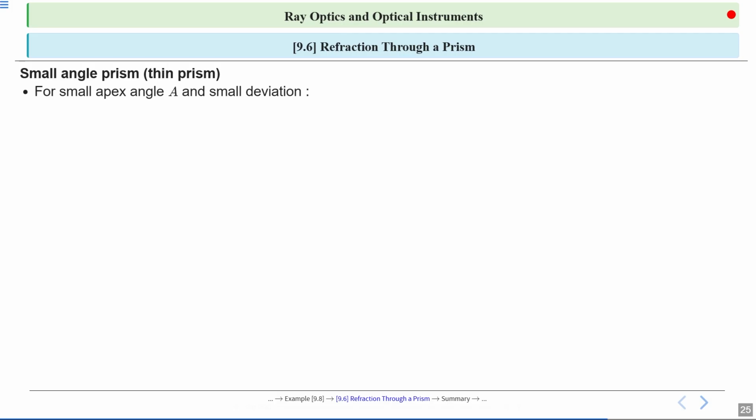Let's start by considering small apex angle and small deviations, in thin prisms. These conditions simplify our calculation and help us understand the basic behavior of light as it passes through. Here we approximate the sine of the angle as the angle itself, which is valid for small angles. This simplification allows us to work with easier mathematical expressions and is a common technique in physics.